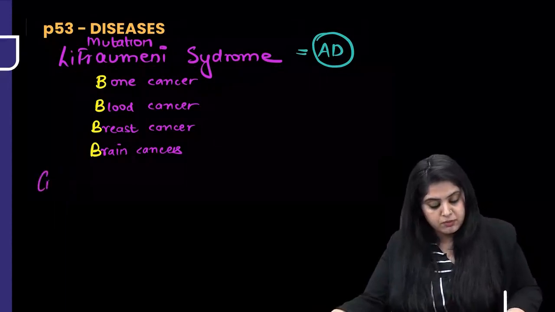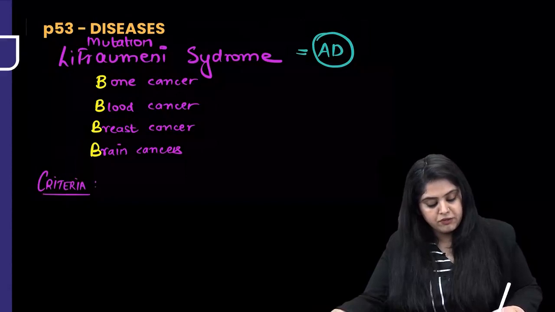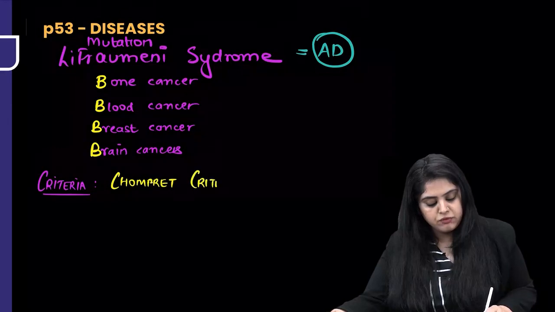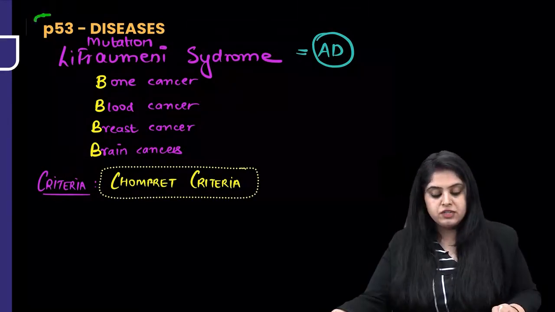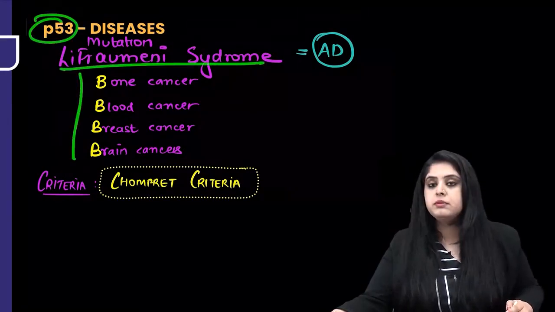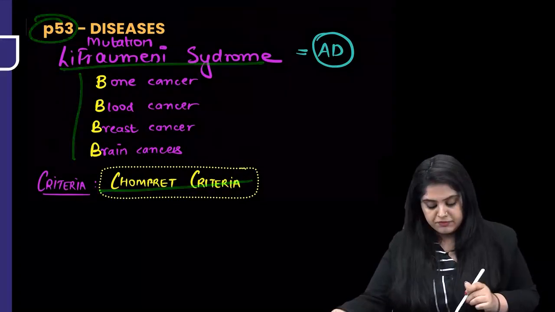Tell me a question from surgery and medicine. Tell me what criteria is followed for Li-Fraumeni syndrome. I hope you remember it's the Chompret criteria. The Chompret criteria is followed for Li-Fraumeni syndrome. Very important. So repeating, P53 mutation, Li-Fraumeni syndrome, BB tumors, Chompret criteria. P53 is done. What about the next one, the governor?